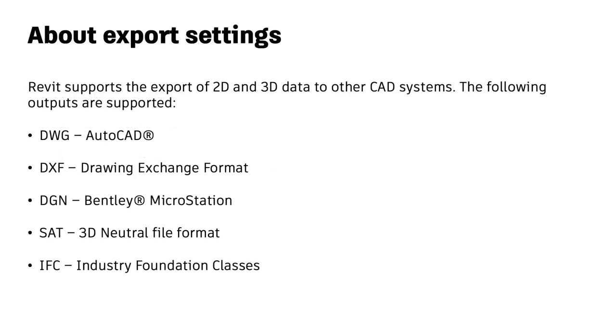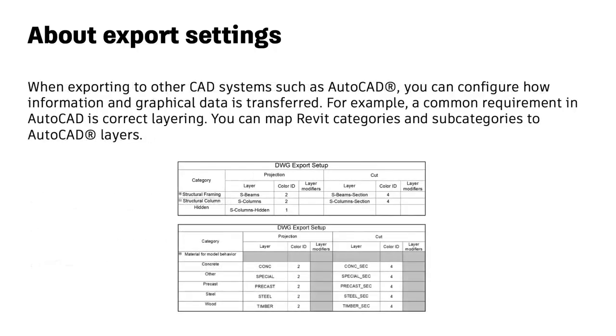Revit supports the export of 2D and 3D data to other CAD systems. The following outputs are supported: DWG, which is AutoCAD format, DXF, Drawing Exchange format, DGN, which is Bentley MicroStation, SAT or ASYS, which is a 3D neutral file format, and finally IFC, which is Industry Foundation Classes. When exporting to other CAD systems such as AutoCAD, you can configure how information and graphical data is transferred. For example, a common requirement in AutoCAD is the correct layering conventions. You can map Revit categories and subcategories to AutoCAD layers.